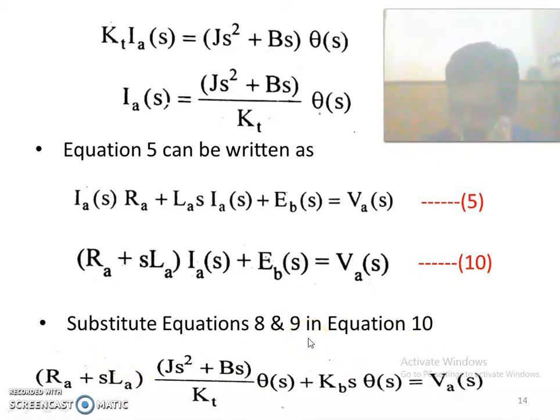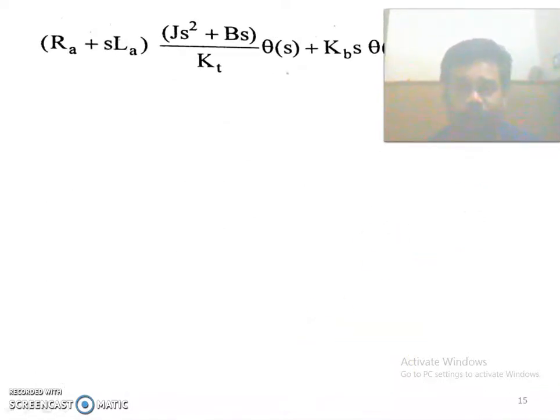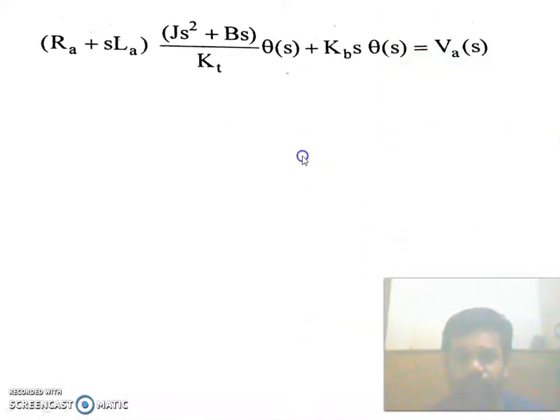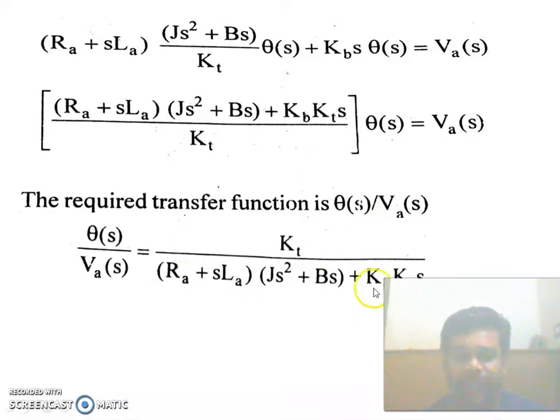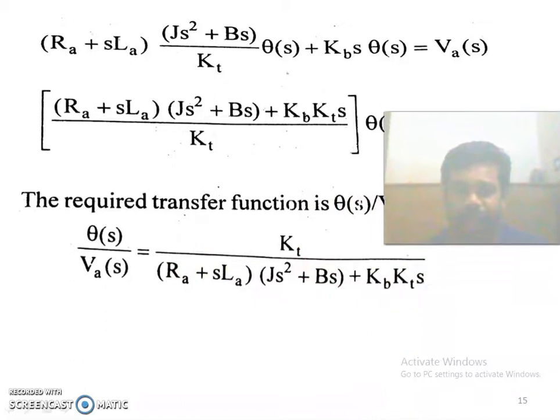So here, what is the transfer function? The transfer function is nothing but the Laplace transform of output by input. In this motor, the output is the angular displacement theta of S. The input is the input armature voltage VA. So we have to find theta of S divided by VA of S. So we have calculated theta of S divided by VA of S.